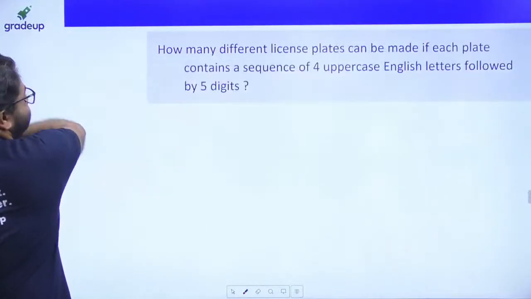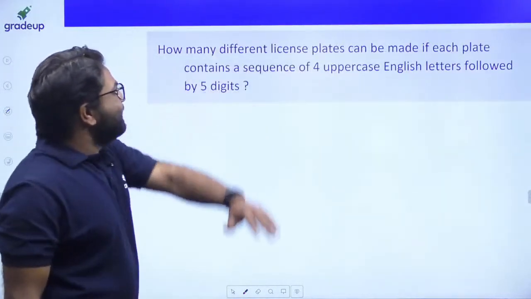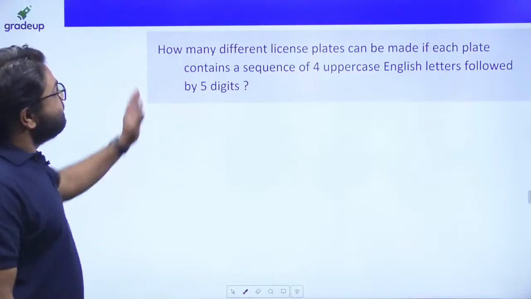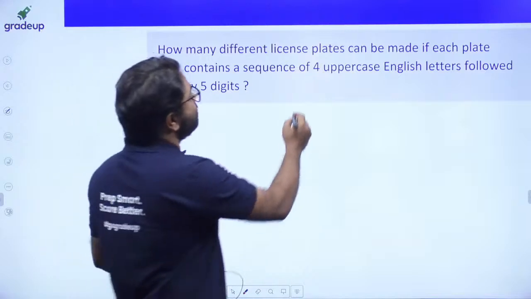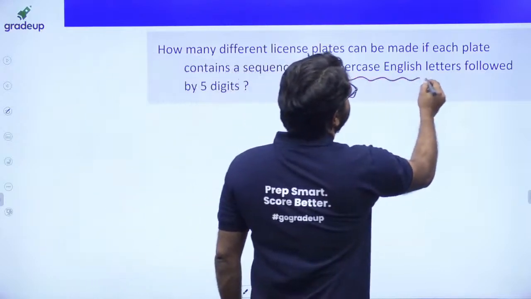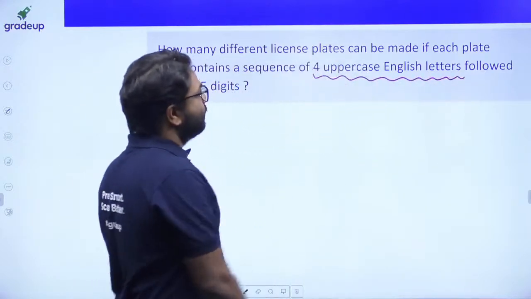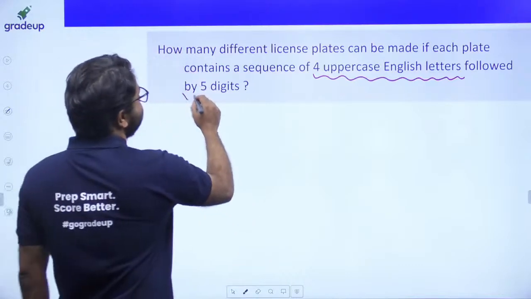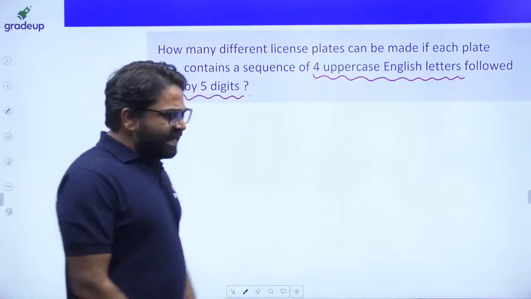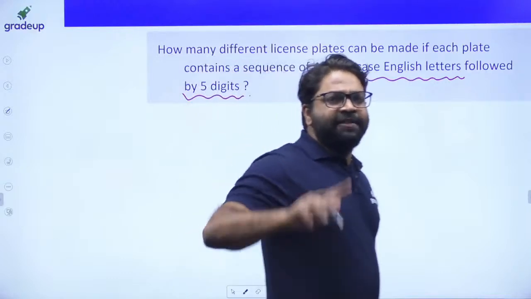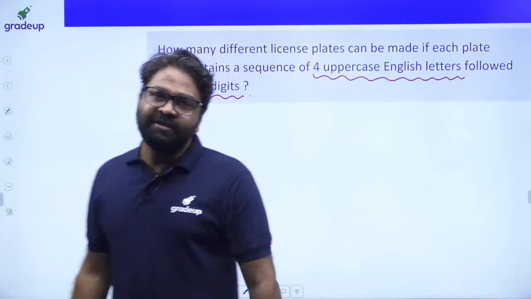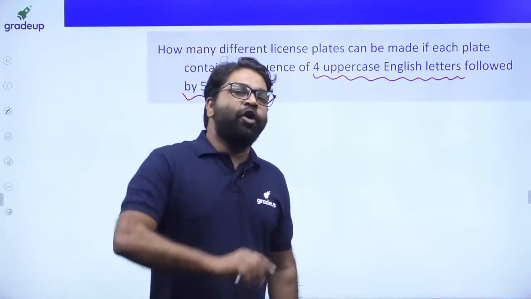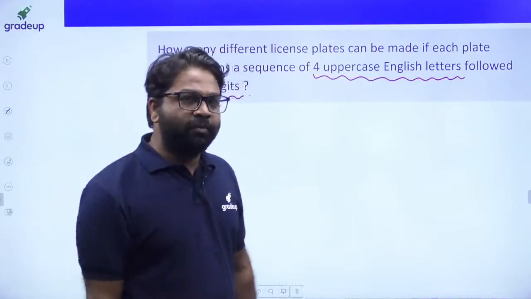Okay, if you have understood the definition of the product rule, we'll try to understand the other thing also. Let's consider there is one question. How many different license plates can be made if each plate contains a sequence of 4 uppercase English letters followed by 5 digits? See, in any combinatorics question, if they have not used the word distinct, you can repeat it, no problem. Always keep that in mind.